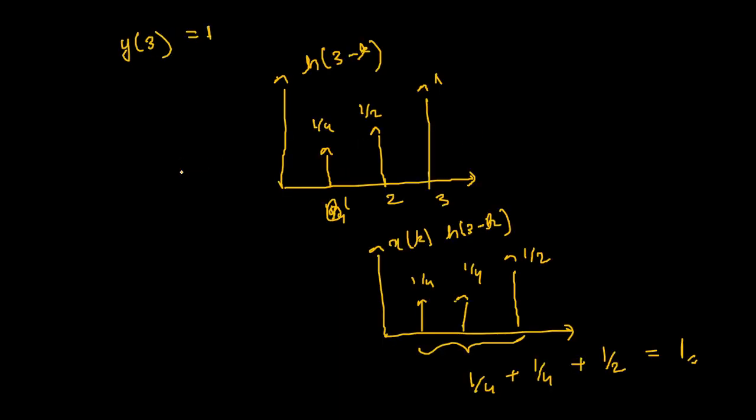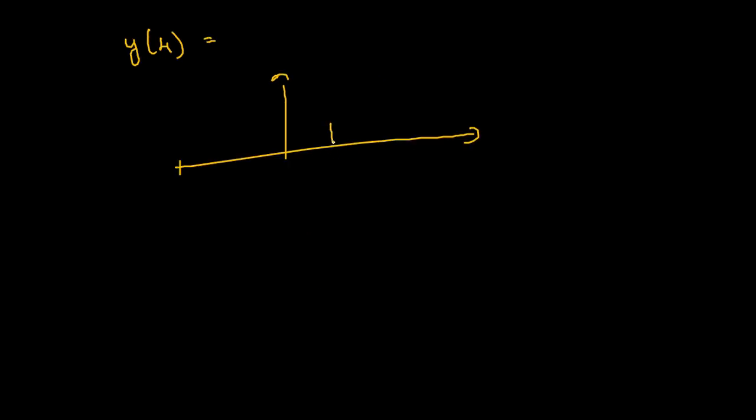So now we have two more operations to go. So for y of 4, the h of k graph would be shifted by 4 units, right? So this has one more shift now. So at 2 we have 1 by 4, at 3 we have 1 by 2, and at 4 we have 1, right? So now we need to multiply this with the value of x of k.